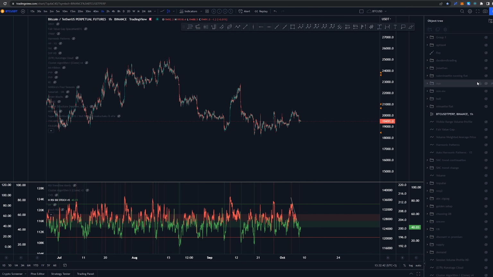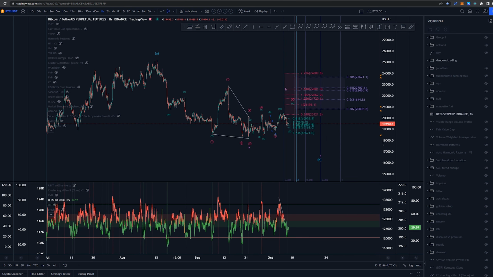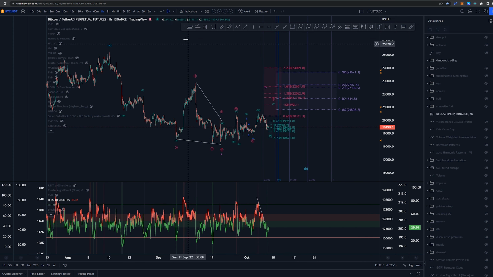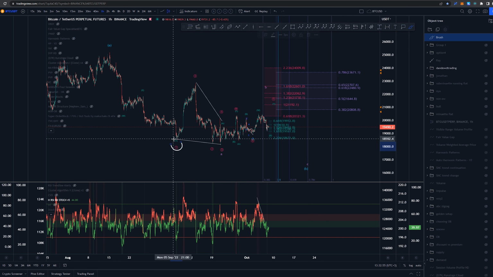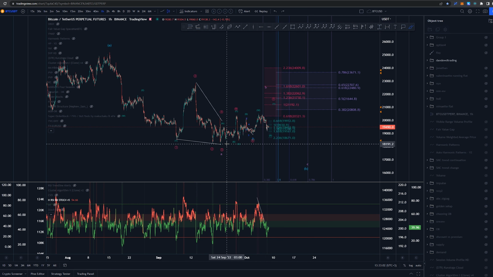Starting here on the 1 hour time frame and looking at the count that we had a couple of days back. Yesterday I couldn't make a video due to time difficulties, but today I'm going to be presenting this count again. Having this as a WXY into wave 1, 3 waves pull back into wave 2, another 3 waves into 3, 4 and then 5 into a possible A wave.